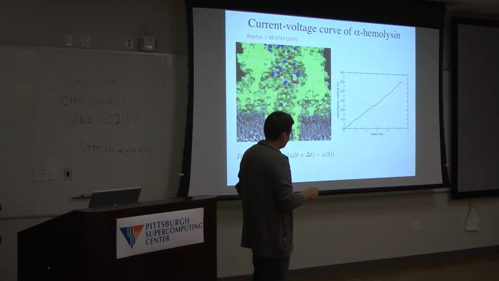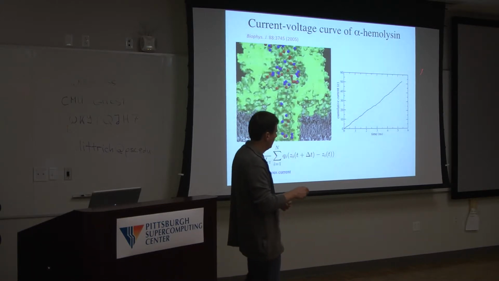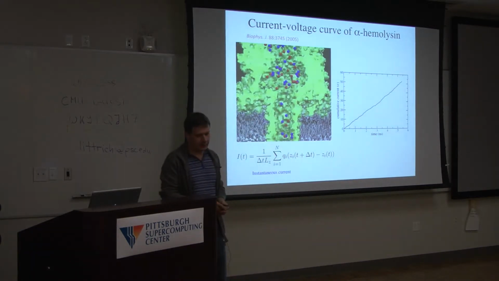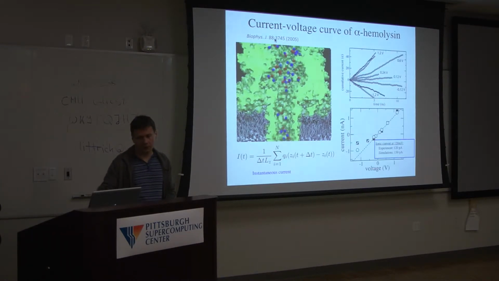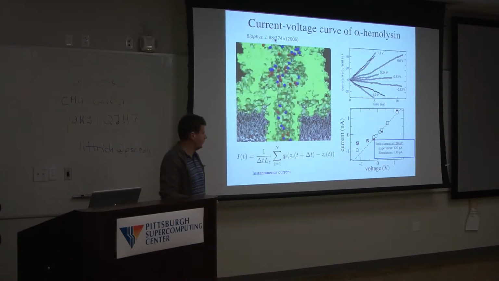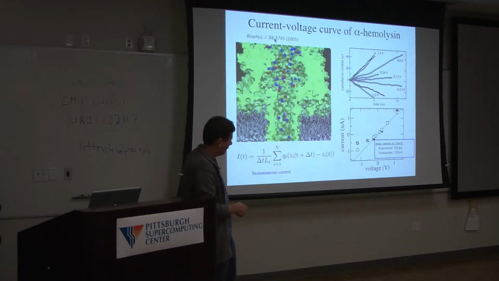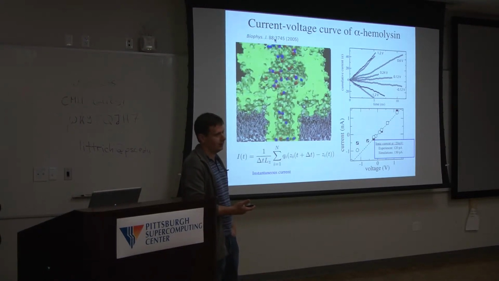What it actually is, is the number of elementary charges that pass through the pore. Typically, once you get 50, you can approximate the current by taking the slope of this line. The slope is the current. Then you can do it at different voltages, and you can get the current-voltage relationship of an ion channel directly from an all-atom MD.